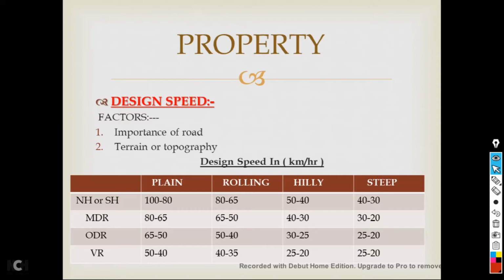Now, plain, rolling, hilly, steep, these are all different terrains. These terrains differ in slope, because rolling terrain is steeper than plain. That means the slope of rolling terrain is greater than plain terrain, and the slope of hilly terrain is greater than rolling terrain. So now you can see that for a national highway in plain terrain, the design speed is in the range of 100 to 80 km per hour. For rolling terrain, it is 80 to 65 km per hour. This is the chart provided by the IRC, and it is also an important chart. In GATE, questions might be asked from this chart, such as: for an ordinary district road, what is the value of design speed in hilly terrain?